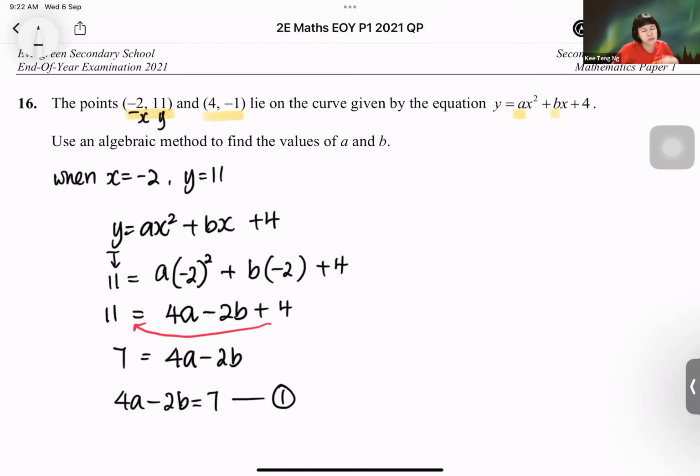When you notice there are two unknowns, you will usually need to solve a simultaneous equation. Sorry, not quadratic, a simultaneous equation. So forming one equation is definitely not enough. We use the other set of information. So now, x equals what value? x equals 4, right? Then y will be equal to -1.